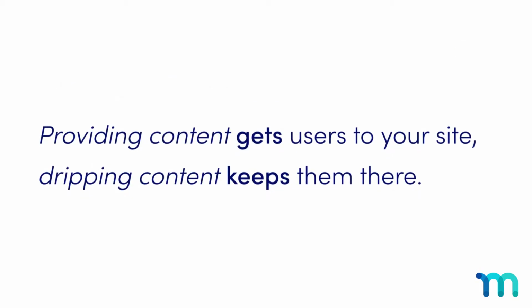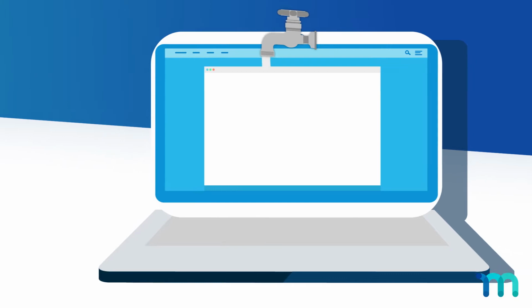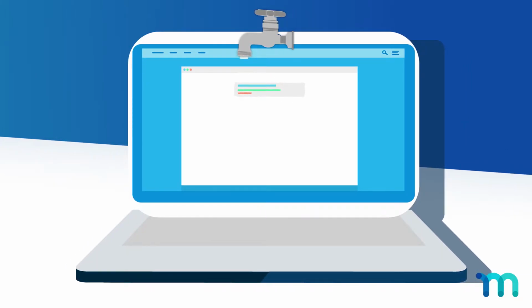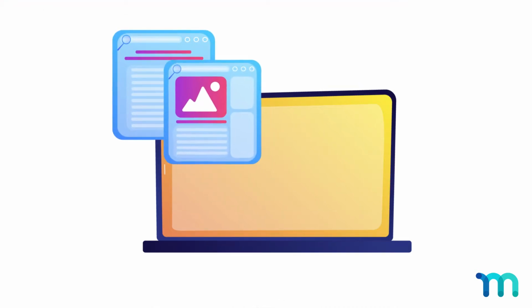Providing content gets users to your site. Dripping content keeps them there. Since all your content isn't available at once, they need to come back for more, and that means higher engagement with you. It can allow you to release content on a regular basis without having the pressure to constantly create brand new, engaging material. You could have a year's worth of content prepared in advance and slowly drip it out to your members.